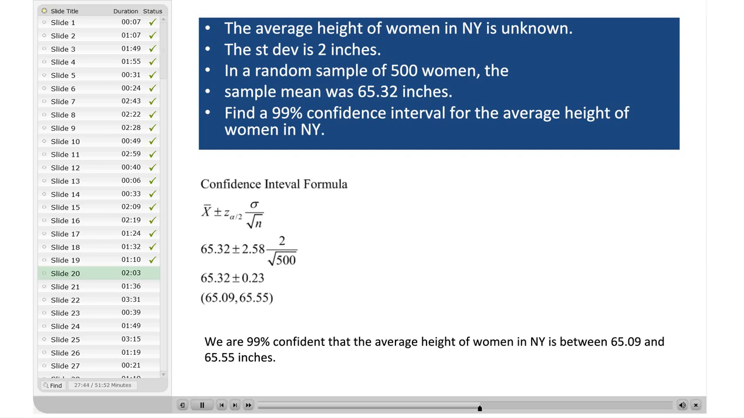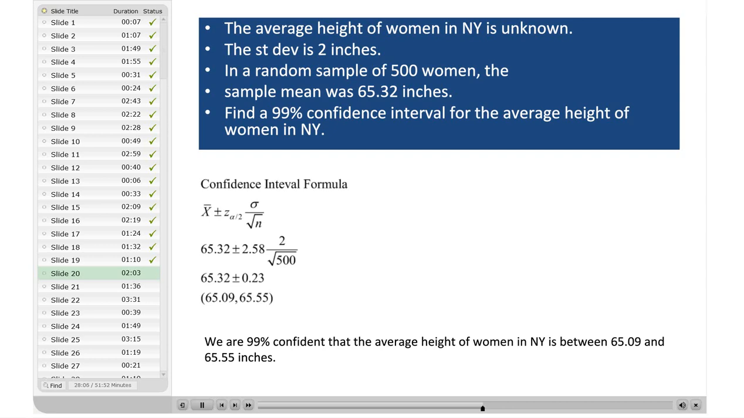So to start this problem off, we're going to use our confidence interval formula, and you can see that that's given here: x bar plus or minus z sub alpha over 2 times sigma over the square root of n. You're going to need to know that formula in order to calculate confidence intervals. At this point, we're basically just going to plug numbers in. We know that x bar is 65.32, so we're going to plug that in.